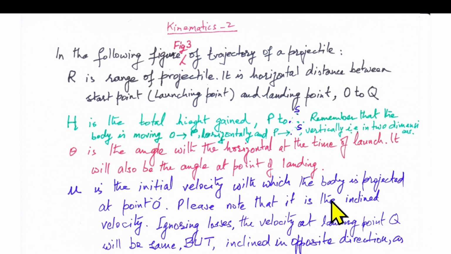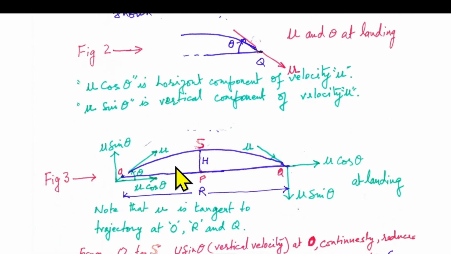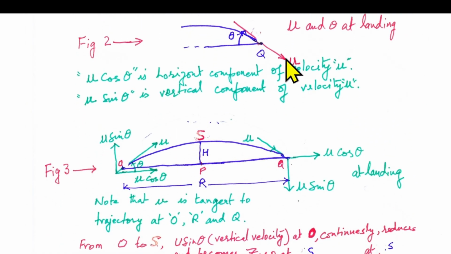It is an inclined velocity. Ignoring losses, the velocity at landing point Q will be same but inclined in opposite direction as shown in the diagram. Can you see the red arrow? It is almost the same angle as at O, but the direction of the velocity u is downwards inclined. Note that u is tangent to trajectory at O, R, and Q.